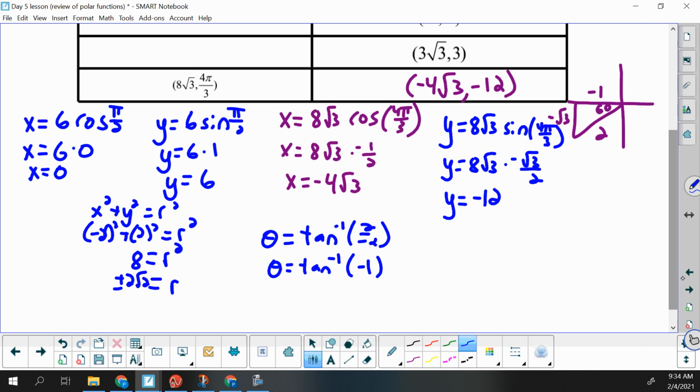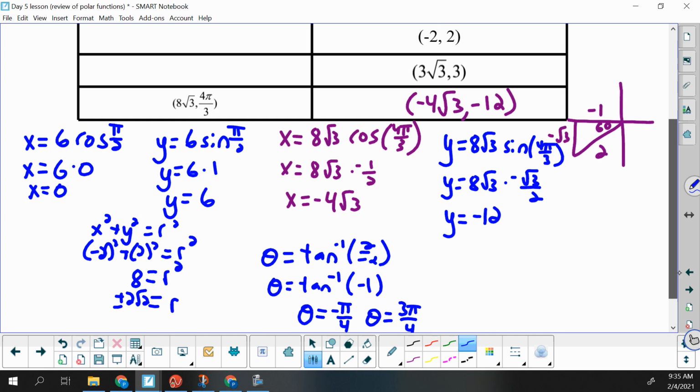So our options for our angle is we could have theta is equal to negative pi over 4, because that would be a 45 reference angle in the fourth quadrant, or you could do theta equals 3 pi over 4 if you're in the second quadrant, 45 in the second quadrant.